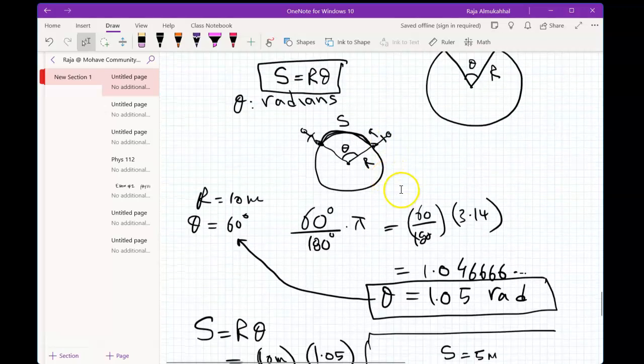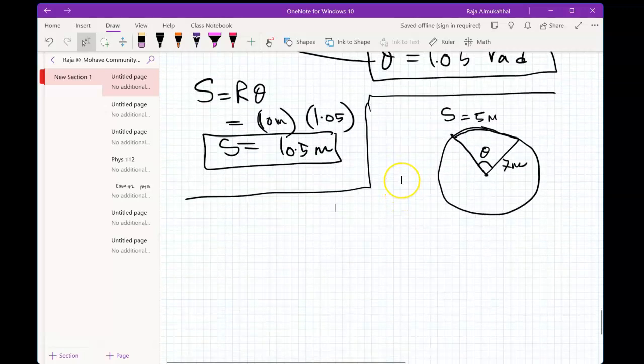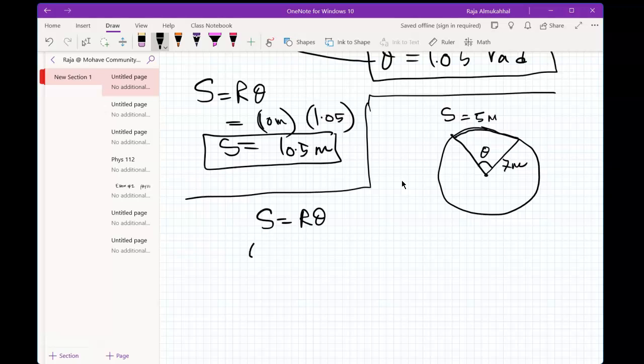Okay, let's find theta in this case. So we know that S is equal to R theta. So I need to solve for theta, which is S over R. And that will give me basically 5 meters divided by 7 meters. And I'm going to use my calculator. So 5 divided by 7, and that will give me 0.71.